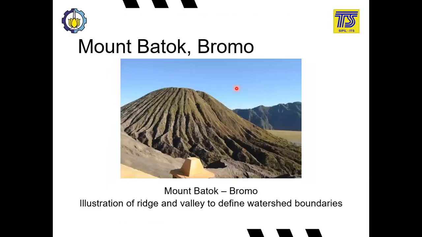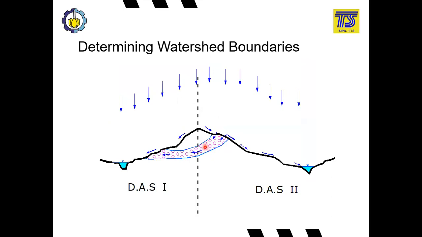If the rainfall is going above Mount Batok, the water will go in different directions. From here the water can go there. The water can also go in the right direction, left direction, and other directions, because it has the highest point, the highest elevation. And here we can determine the watershed boundaries also, like if Mount Batok is cut in the center, we can see that the form will be like this picture.